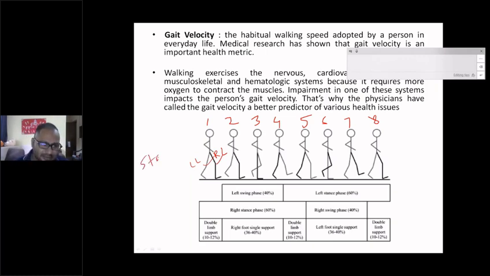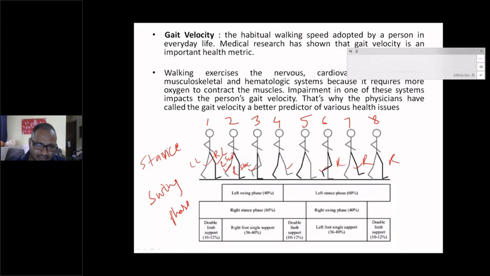One is the stance phase, another is the swing phase. The swing phase is when your one foot is in the air. So this time the left foot is in the swing phase. Now the right foot is in the swing phase. Momentarily you will have left and right stance phase. So swing phase is when one foot is in the air, stance phase is when your foot is on the ground. So when the left foot is in the swing phase, the right foot is in the stance phase.